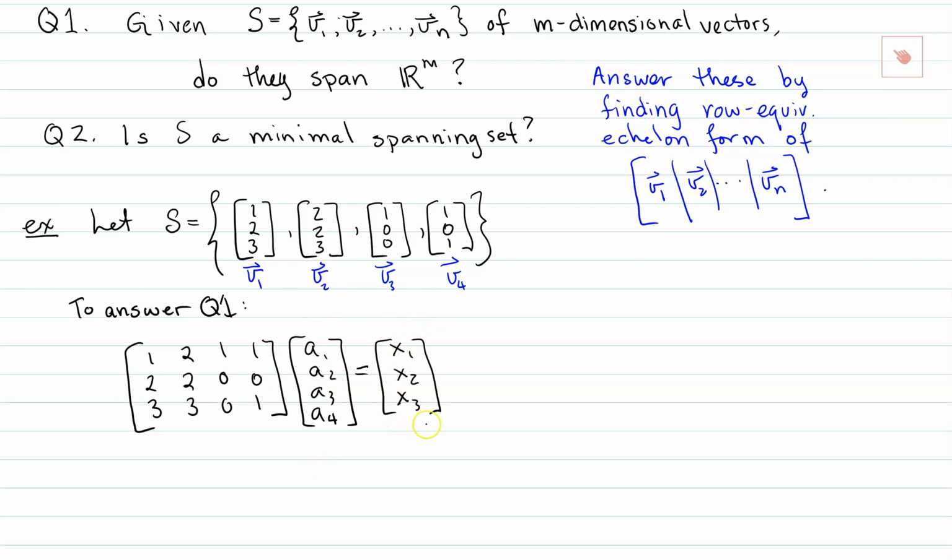This x1, x2, x3 on the right-hand side is intended to represent an arbitrary vector in Rn, and the existence of a solution to this case where x1, x2, x3 can be anything is going to tell us whether or not the answer to question 1 is yes or no, right? So if we can always find a solution that will produce the coefficients for a linear combination, then we know that the answer to the question is yes.